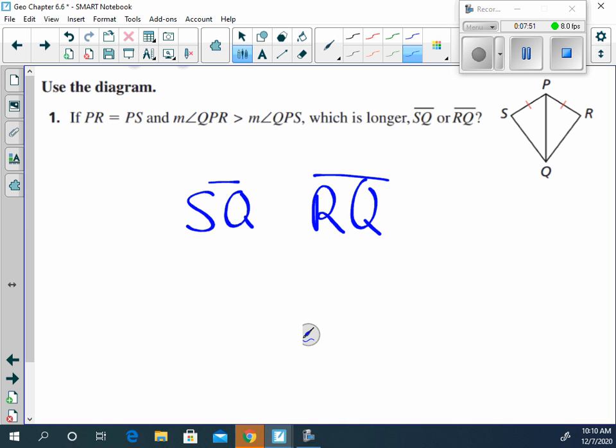Okay, well, looking at this here, if PR is equal to PS, and the measure of angle QPR is greater than the measure of angle QPS, which is longer? Which is the bigger side, SQ or QR? RQ, or QR, that's the bigger side. Because when we look at this here, QPR is the bigger angle. So RQ has to be the bigger side. That's it.